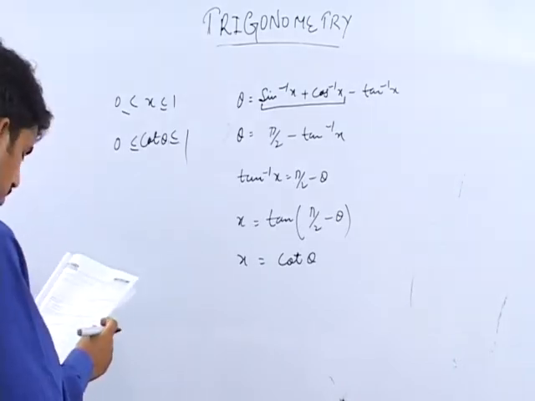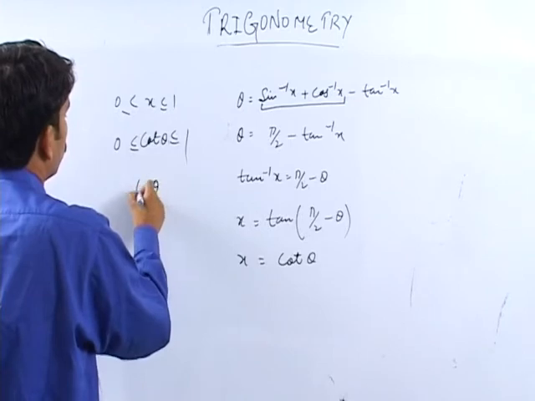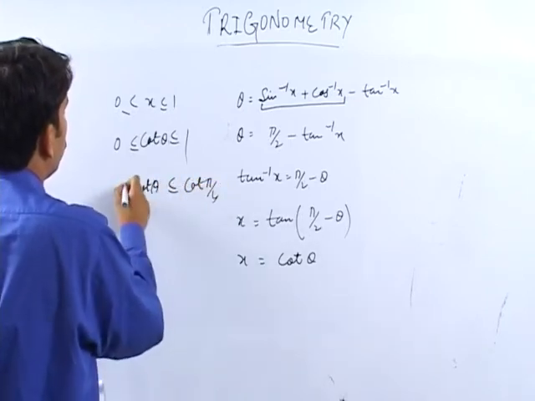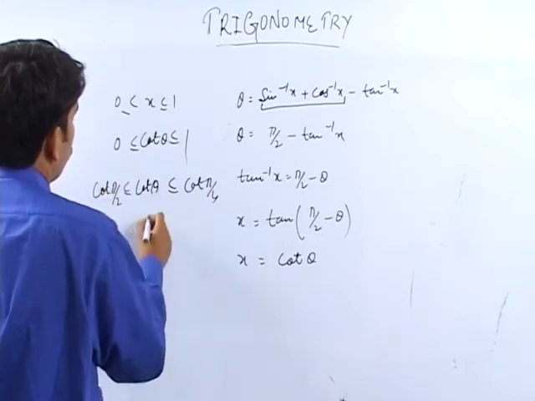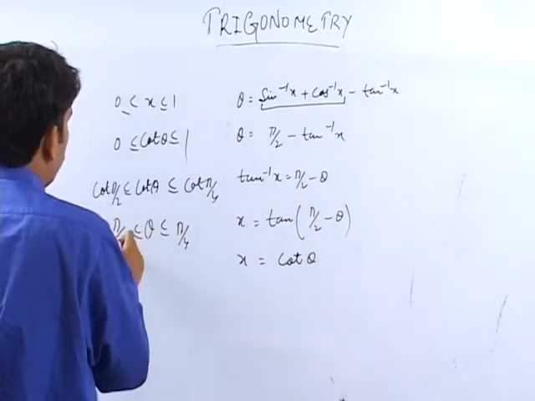Now here theta, cot theta, this is cot pi by 4 and this is cot pi by 2. Therefore, theta will lie between pi by 4 and pi by 2.